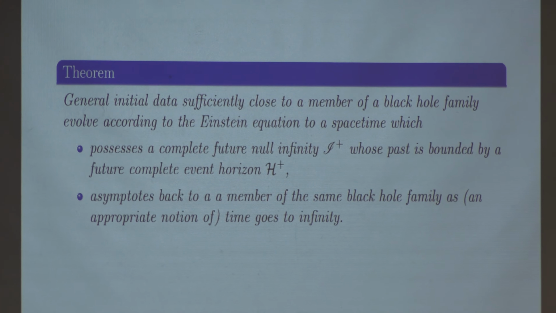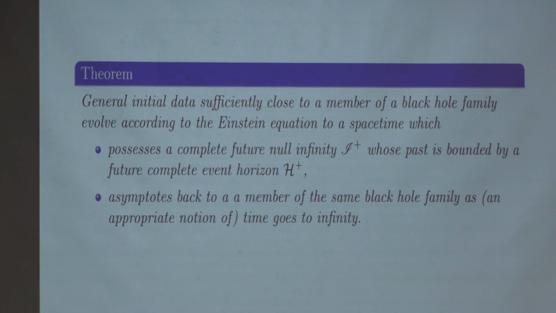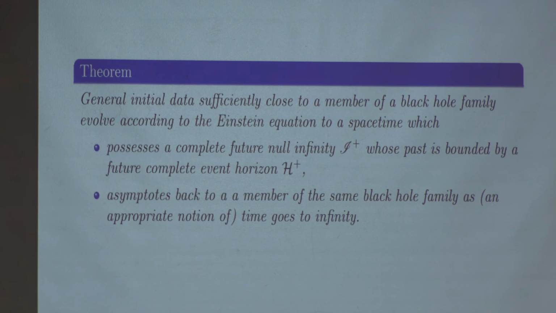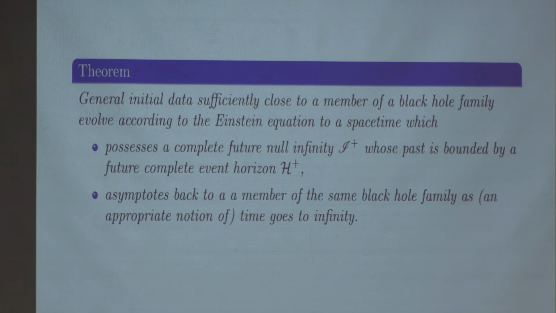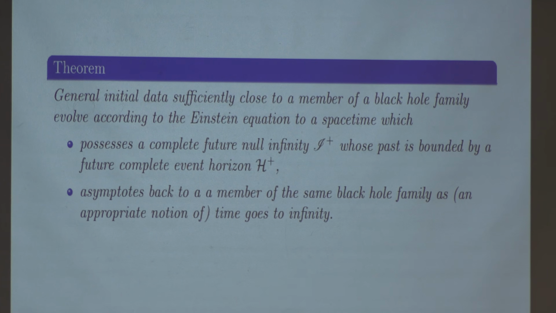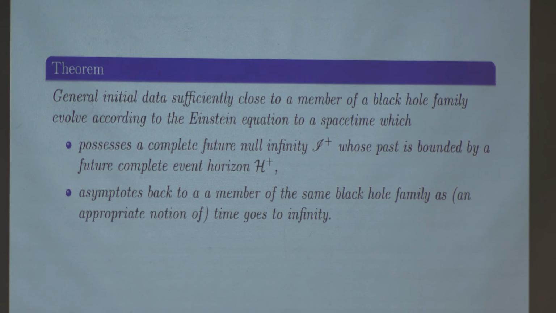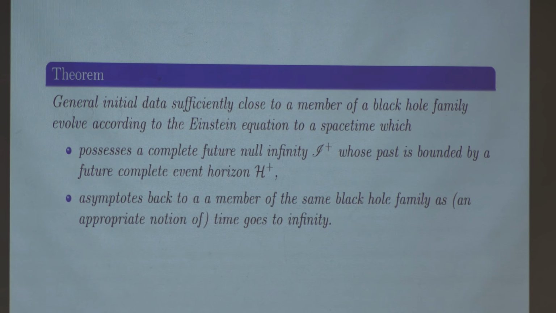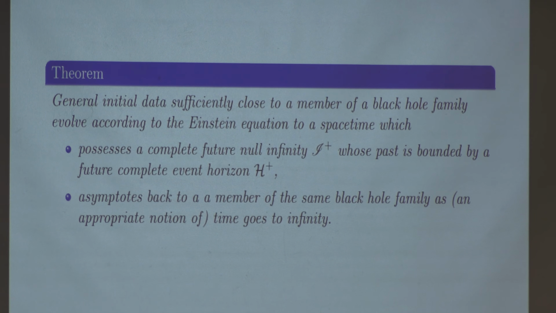But what this is saying is that general initial data sufficiently close, so you're perturbing a member of a black hole family, will evolve according to the Einstein equation to a spacetime which also has the same structure as the original black hole, so still has an infinity and an event horizon, and that asymptotes back to a member of the same black hole family as time goes to infinity.